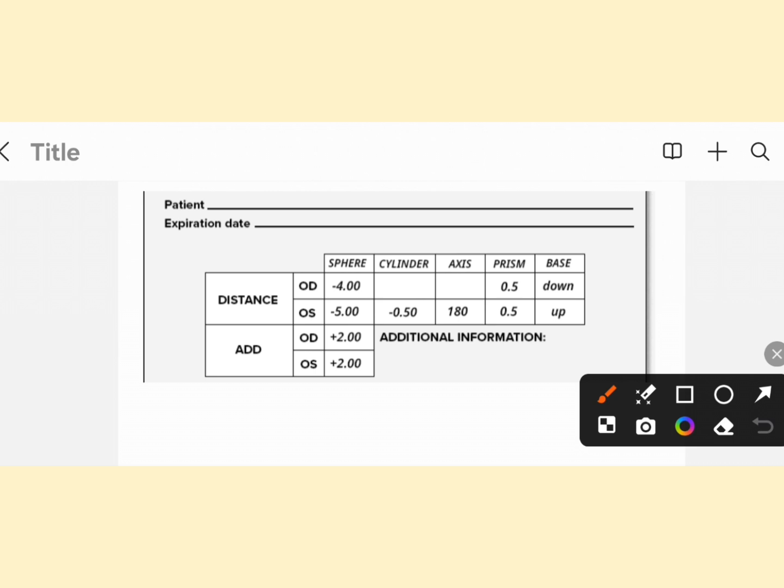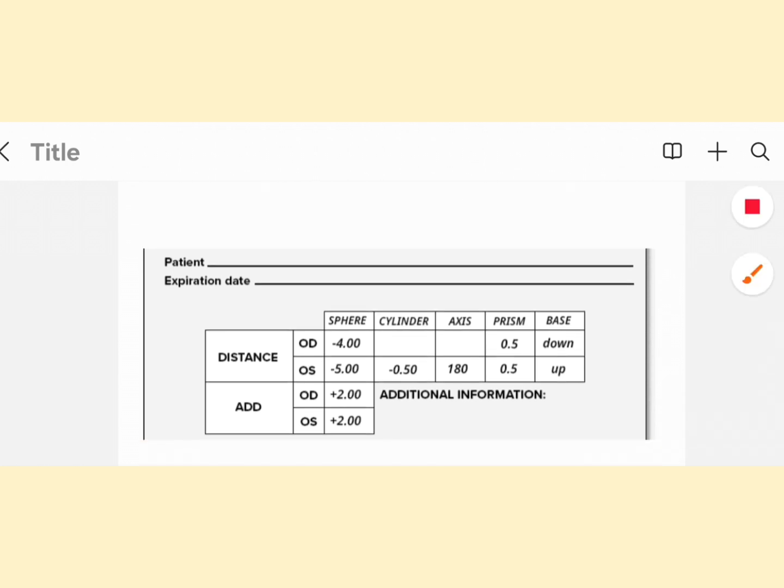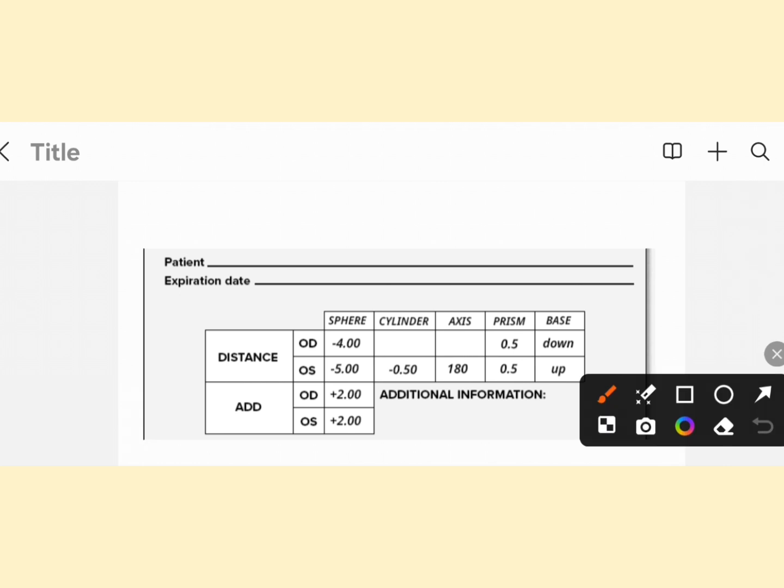Here you can see there is the spherical, cylindrical, axis, prism, base. All these things we will discuss today. A spectacle prescription contains your name, examination date, and this is for distance and this is for near. And this is the additional information that I will tell you what is actually included. Okay, so let's start. Let me put the marker.